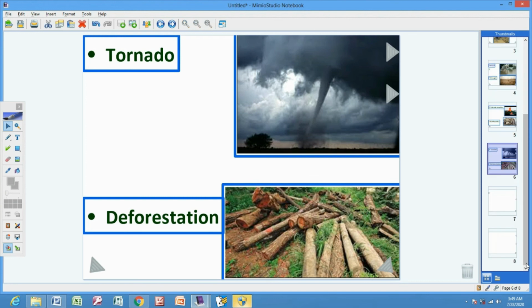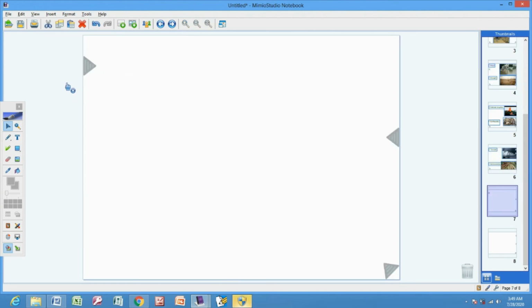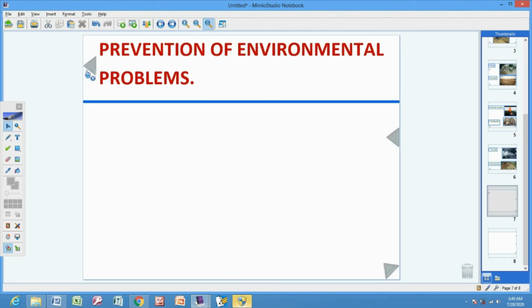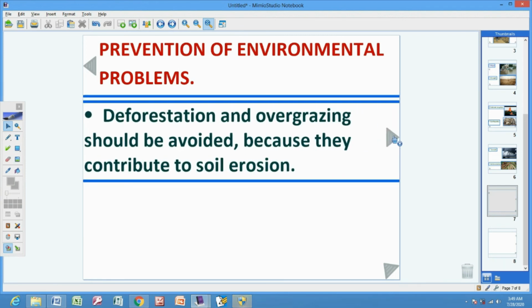So having known some of these environmental problems, remember it is a problem and it must have a solution. How do we prevent this from occurring? 1. Deforestation and overgrazing should be avoided because they contribute to soil erosion. So we have to avoid cutting down the trees because they contribute to soil erosion and also droughts.